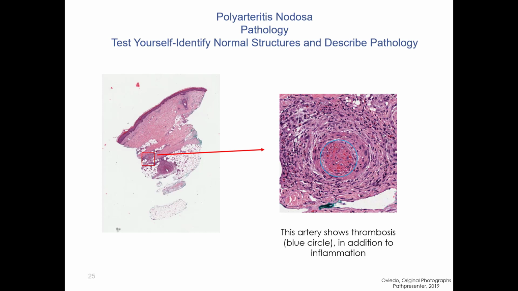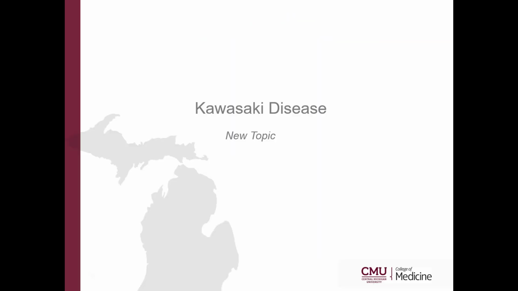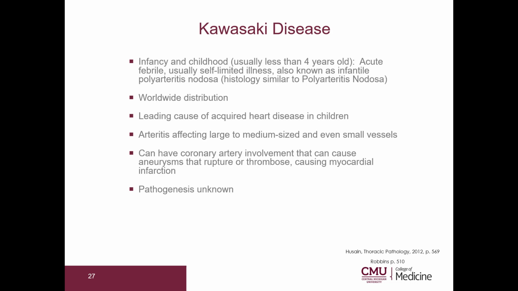This artery shows thrombosis, which is circled in blue, in addition to the inflammation. Let's go on to Kawasaki disease. This occurs in infancy and childhood, generally in children less than 4 years old. This is an acute, febrile, usually self-limited illness, also known as infantile polyarteritis nodosa.